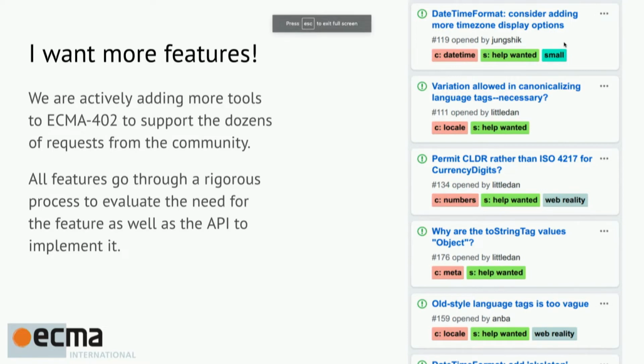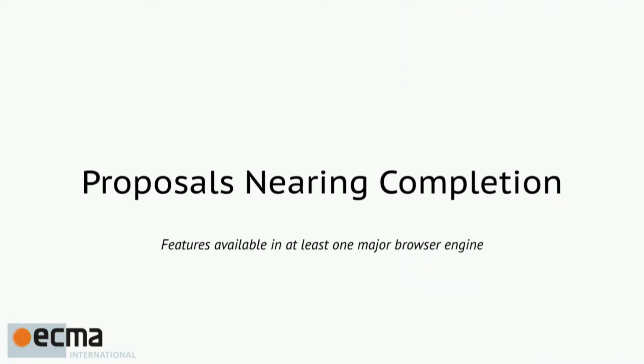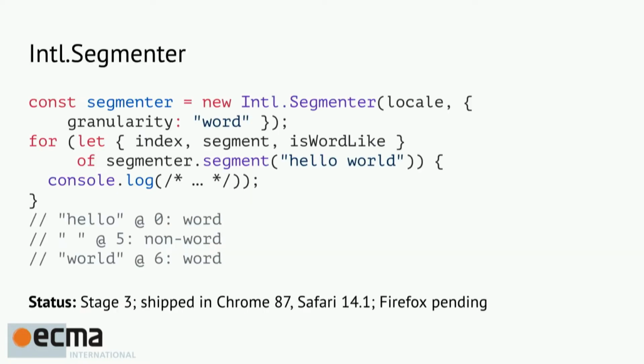Okay, I think, is this my section? Yeah. Cool. So I'll give the next few slides about features. We have many features now supported in ECMA 402, but there are people who request more features. So we're actively adding tools. But all features go through a rigorous process to evaluate the needs for the feature as well as the APIs to implement it. So I'm going to walk through a few examples of proposals that are nearing completion. You may be able to use some of these right away. Some of them might not be widely available everywhere.